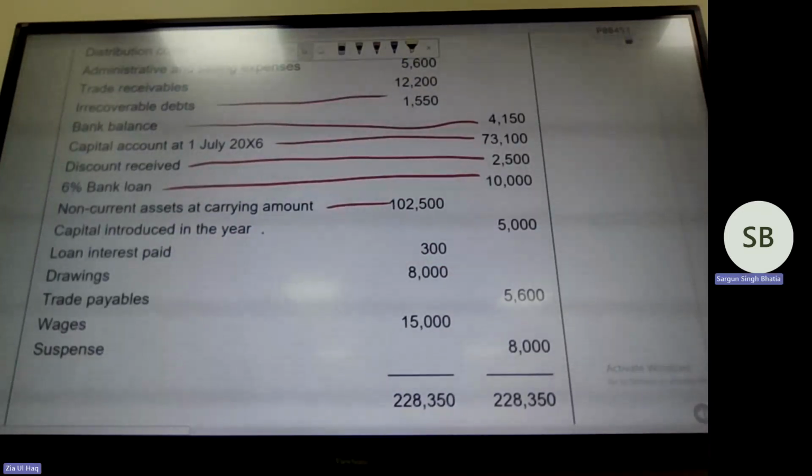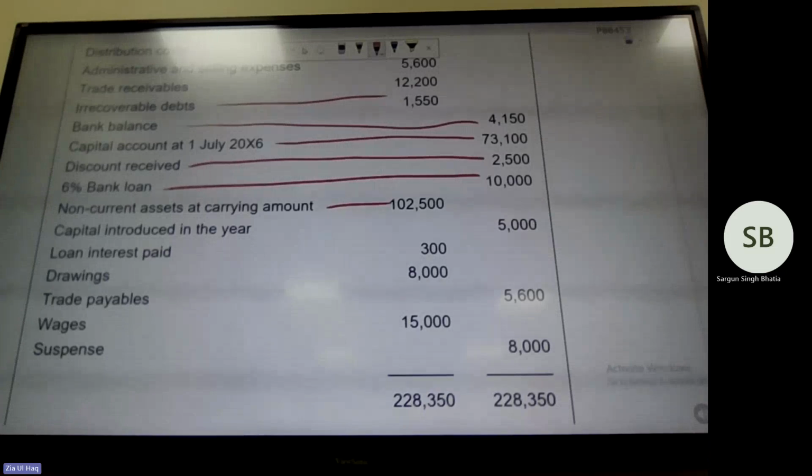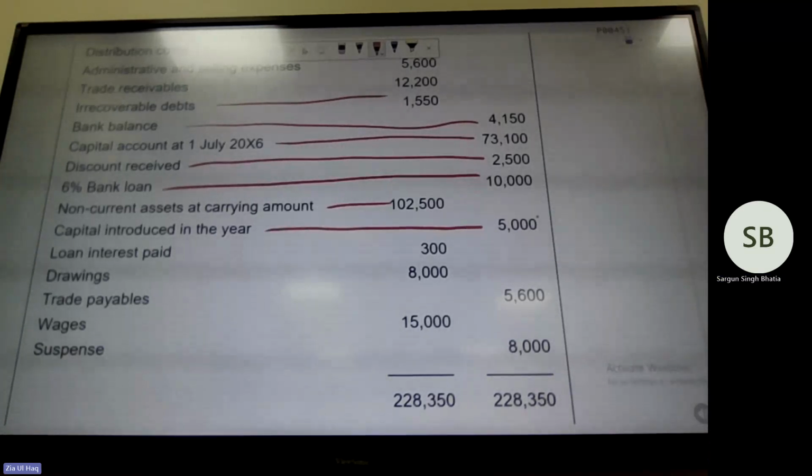Sir, capital, 6%, sorry, non-current asset 6% bank loan is a non-current liability. Okay. 6% bank loan, non-current liability. Capital introduced during the year: this means this amount you have to add to the opening capital.